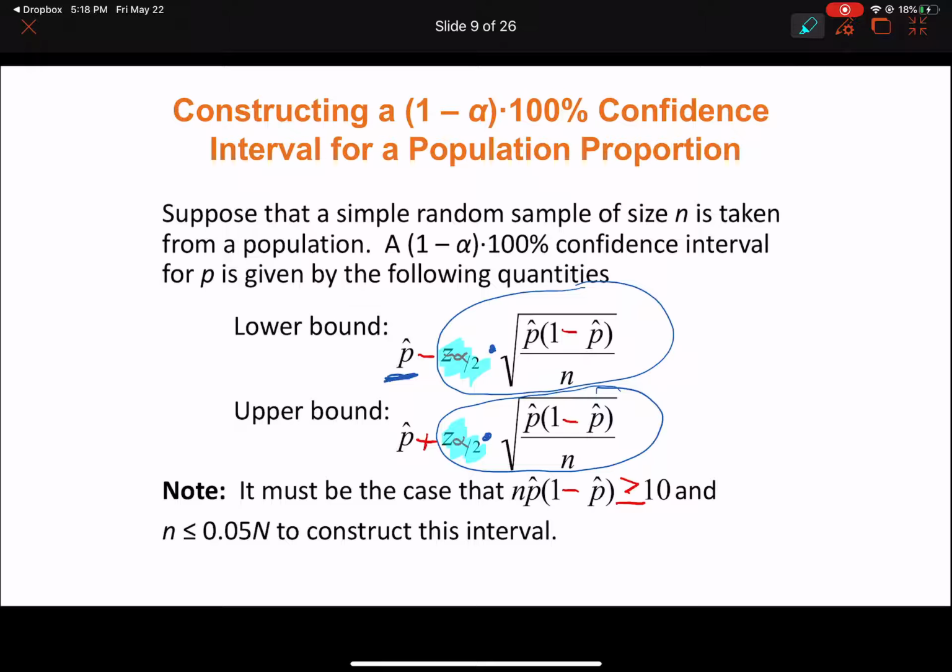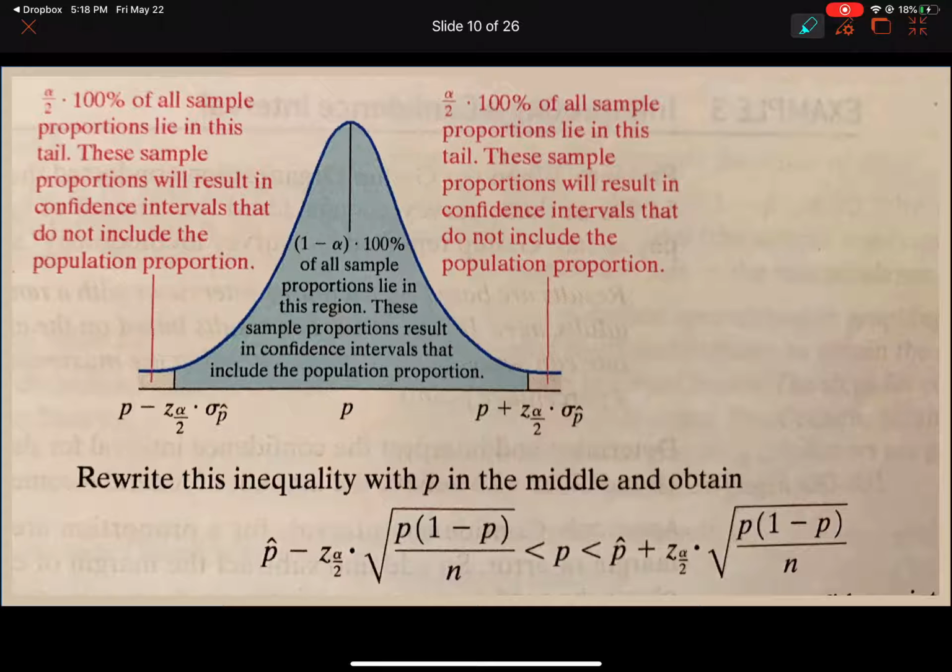Let me show you what this looks like in a picture here. On our curve, we have our p plus the margin of error and p minus the margin of error. This right here is our mean. And this big piece right here is our confidence interval. We know that of all the sample proportions, whatever this percent is will lie in this region. And these will result in confidence intervals that include the population proportion.